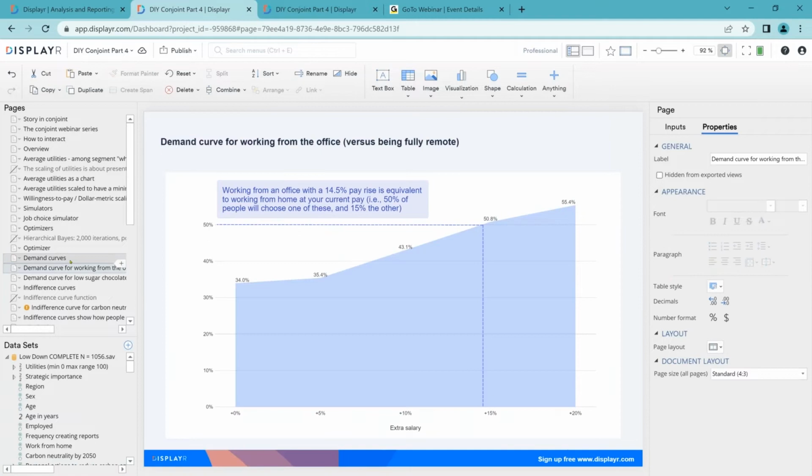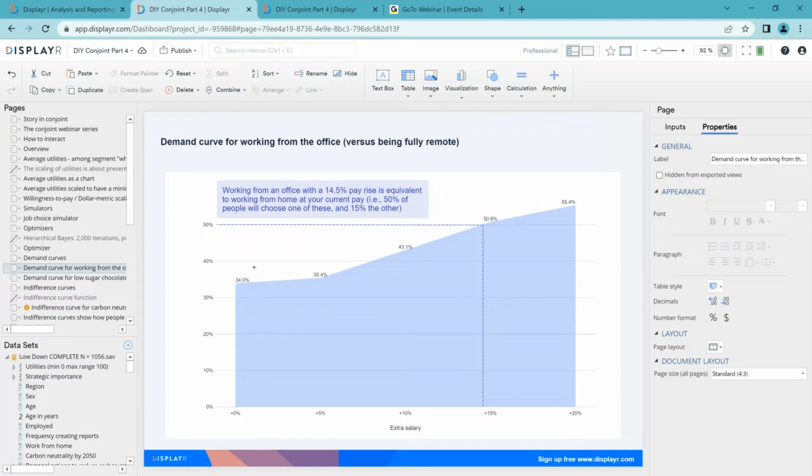When I say first, it was the first that was invented. Now, here we're looking at a slightly unusual one because we're looking at the extra salary, which is a price. It's kind of a backwards price. That's a bit confusing. Here I've plotted those results from the optimizer, and you can see that the more salary we get, the more demand we have for that option of working from the office. And if we interpolate, we can see that around a 14.5% price rise is the point at which people become indifferent between working from the office and being fully remote.